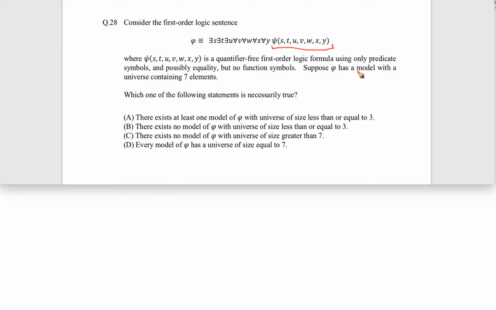Okay, now they are saying using only predicate symbols and possibly equality but no function symbols. Suppose phi has a model with a universe containing 7 elements. Okay, so with a total number of 7 elements, there definitely exists a model. Then what can you say about the following statements, which one of the following statements is necessarily true?